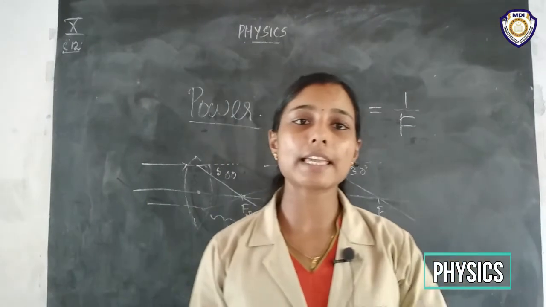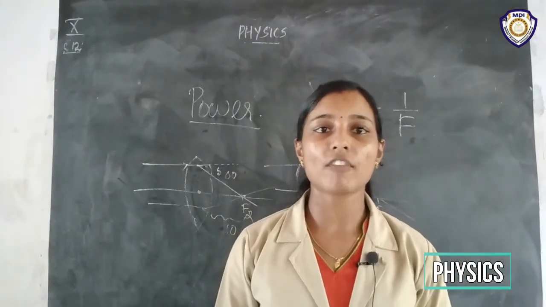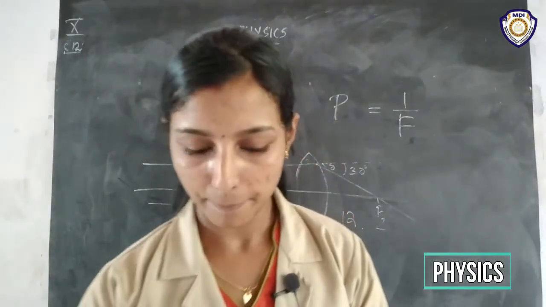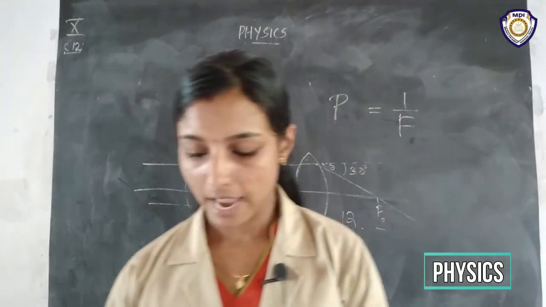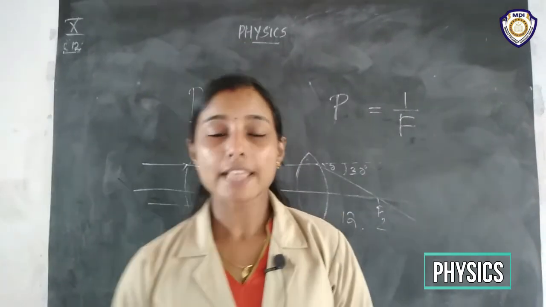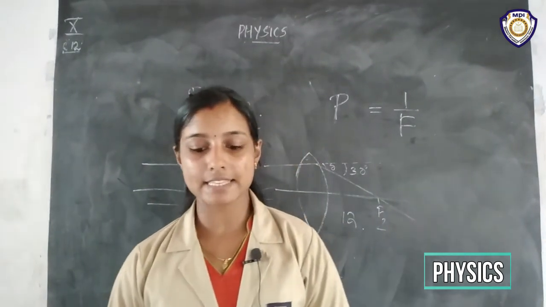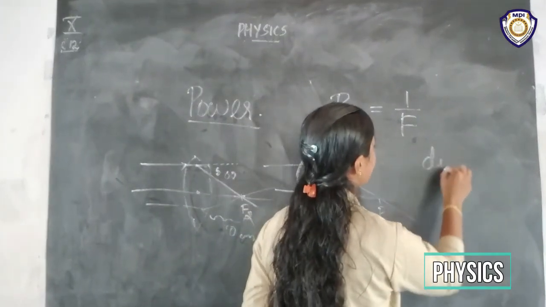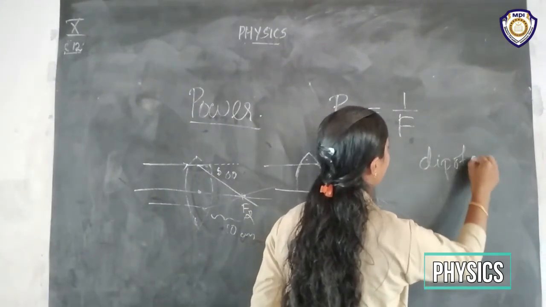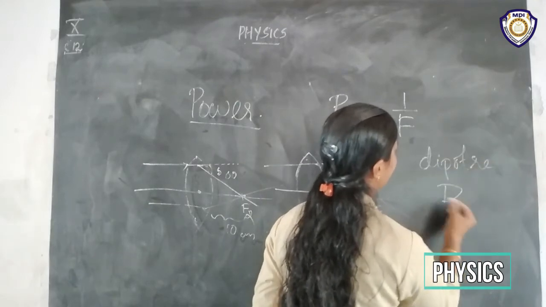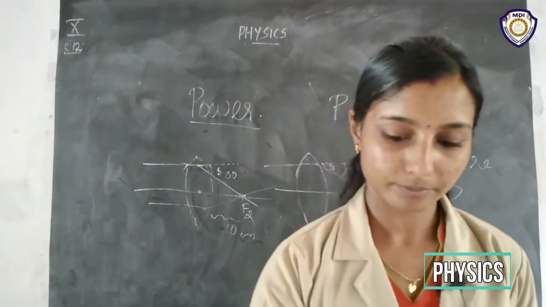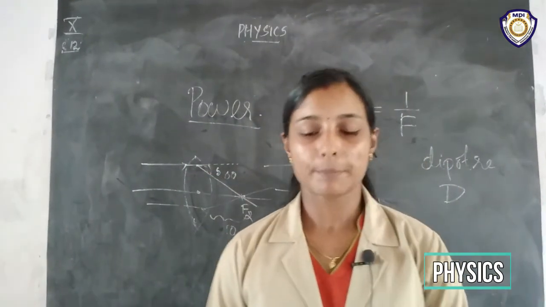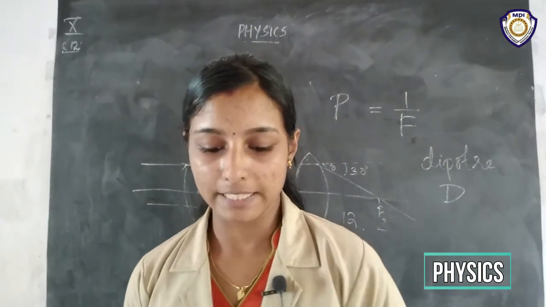As the focal length increases, what happens? The power of the lens decreases, right? So that is the power of a lens. And the SI unit of power of a lens is what? Diopter. The SI unit of power of a lens is the diopter, and it is denoted by the capital letter D.